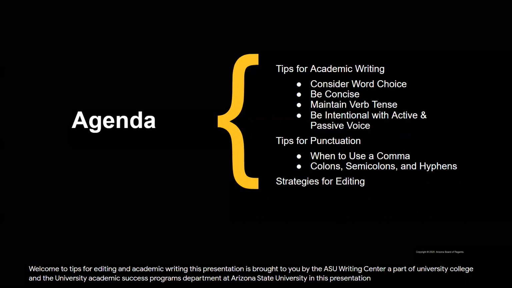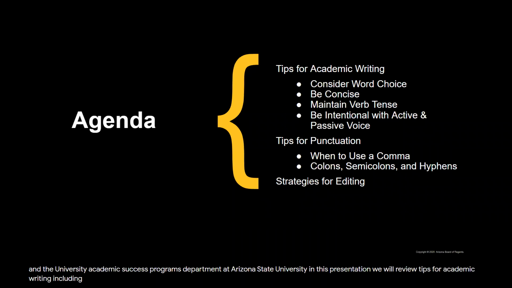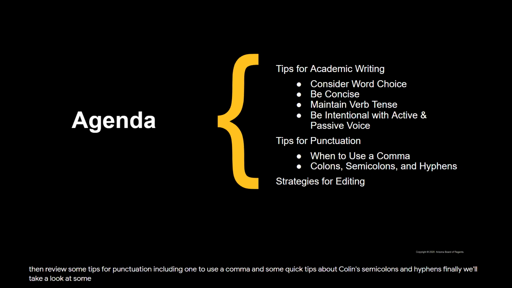In this presentation, we will review tips for academic writing, including considering word choice, being concise, maintaining verb tense, and being intentional with active and passive voice. We will then review some tips for punctuation, including when to use a comma and some quick tips about colons, semicolons, and hyphens. Finally, we'll take a look at some strategies for editing.